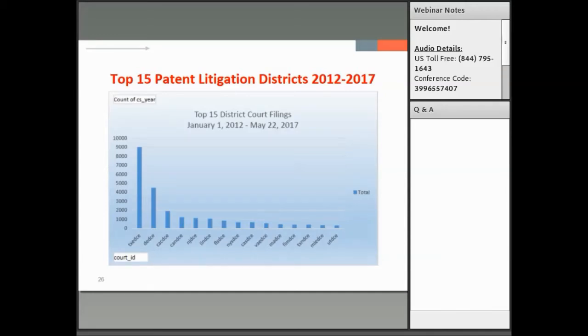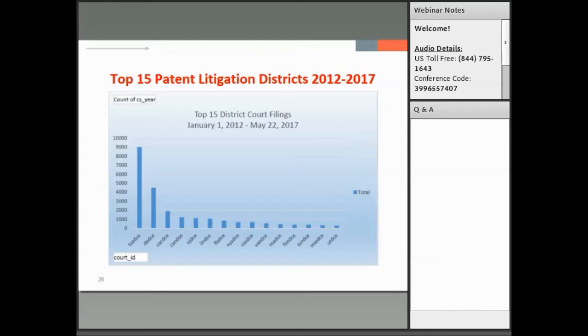This is a graph of the top 15 litigation districts over the past 5 years, and you can see that while the Eastern District is dominated with twice as many cases as compared to its next closest competitor, Delaware is by far and away a clear second. But then you kind of roll into other popular venues that are likely to see an increase. Number 3 is the Central District of California. You've got the Northern District of California, New Jersey, the Northern District of Illinois, the Southern District of Florida, the Southern District of New York, down to the Middle District of Florida and the Eastern District of Michigan.